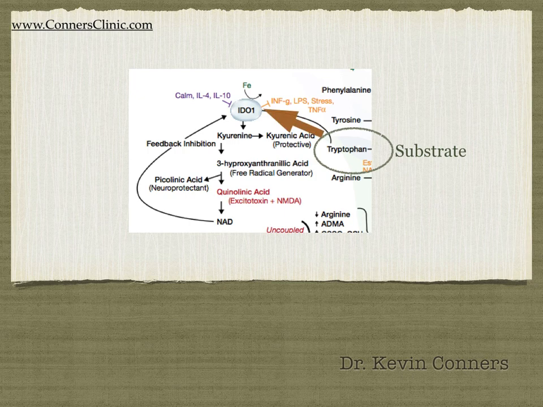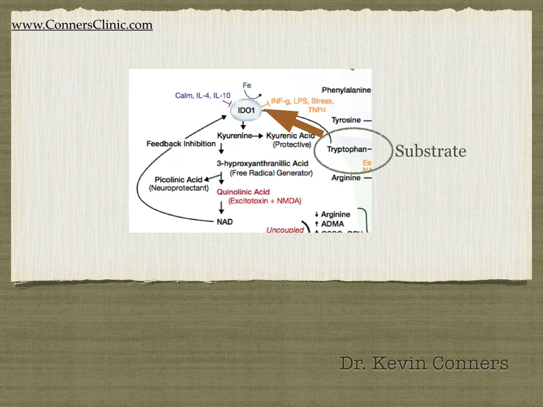Tryptophan gets stolen, so it can't create the serotonin that we want to go on to create melatonin to help you fall asleep, or to use as serotonin in your brain neurotransmitter pathways to help calm you and keep you happy. It gets stolen instead down this kynurenine pathway, and you see the yellowish, orangish colored things there.